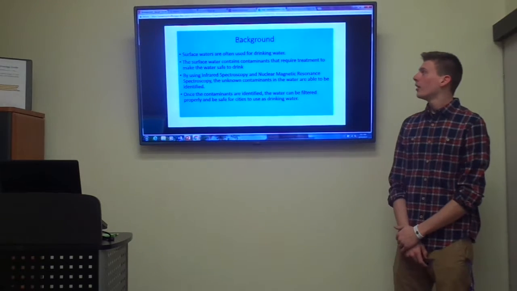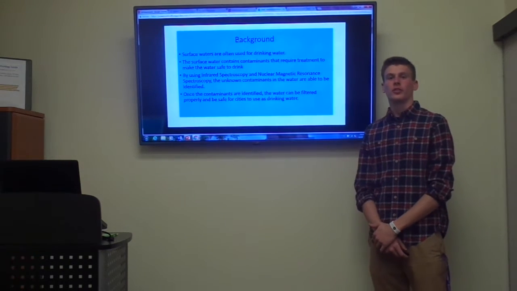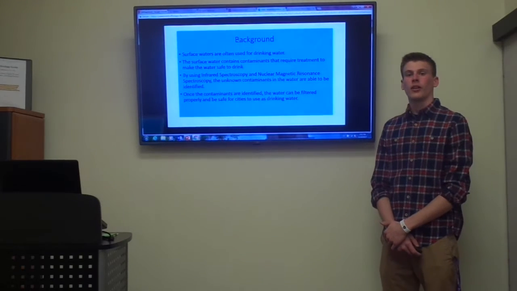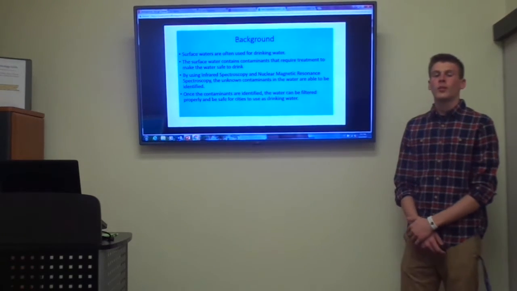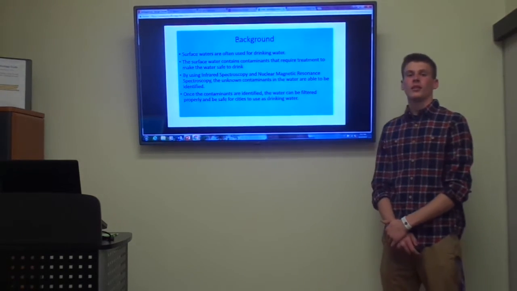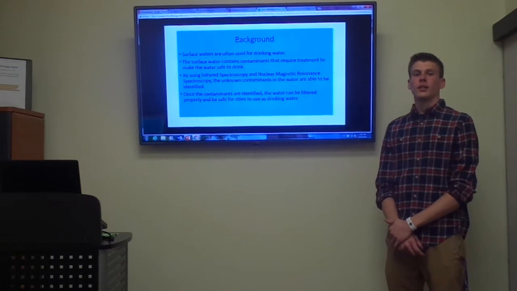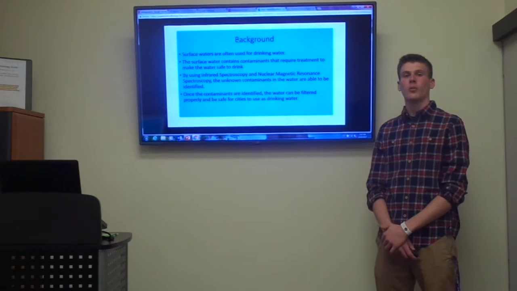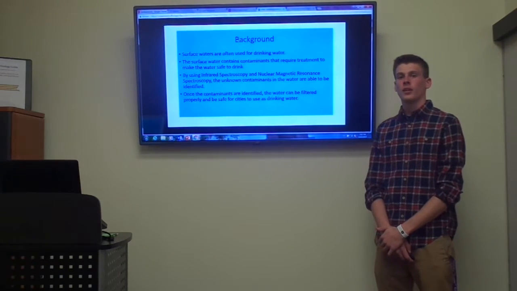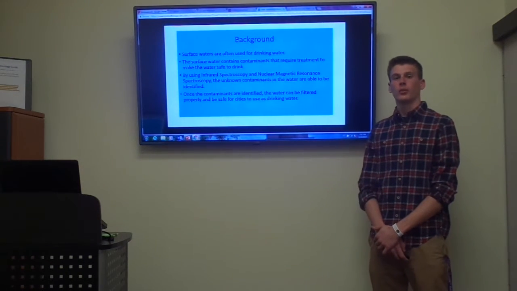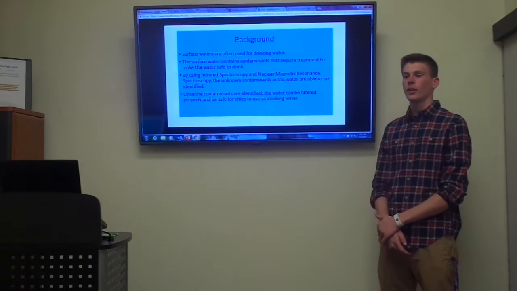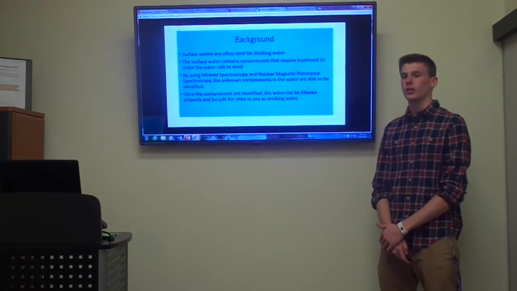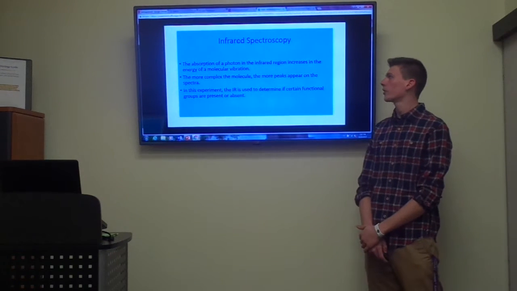Some background. Surface water is often used for drinking water. Some contaminants in surface water are not healthy to drink. We must use infrared spectroscopy and nuclear magnetic resonance spectroscopy in order to figure out what contaminants are in the water. Once we identify the molecule, or the contaminants, we can filter it out and use that surface water for drinking water.